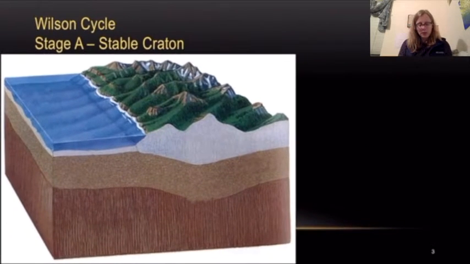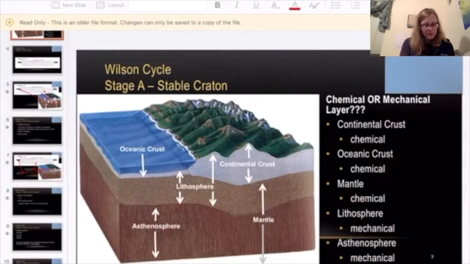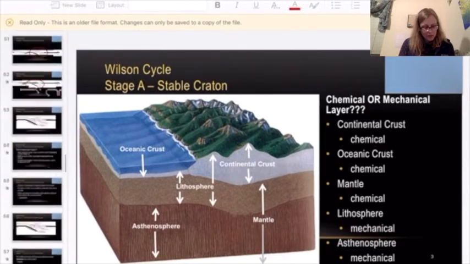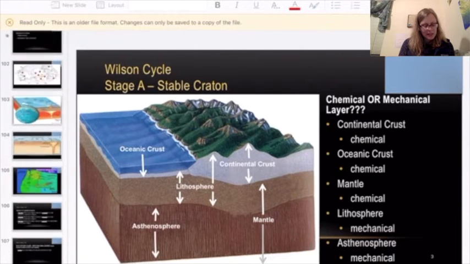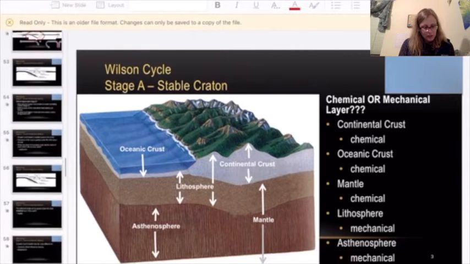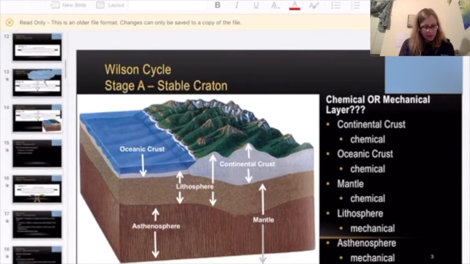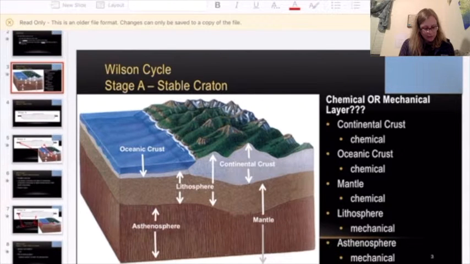All right, and I'm going to pull out of this and get us to the correct slide, because this is the beginning again. So we've done A, B, C, D, E, F. Maybe I'll just go through real quick and click on each of those so we can review what each of those are. So stage A is a stable craton.